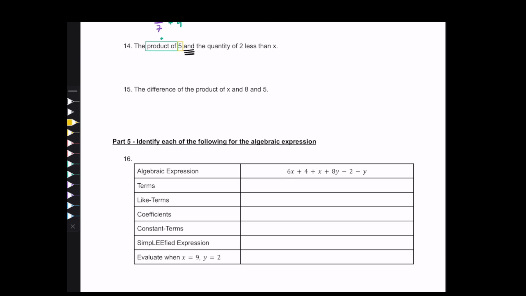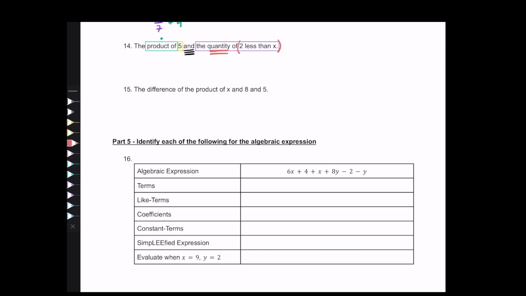But what is that something else? I think that something else here afterwards is going to be the quantity of 2 less than x. So what does quantity mean? This word quantity just means we're going to be putting this in parentheses. So if you ever see the word quantity, that means anything that comes after the word quantity goes into parentheses.